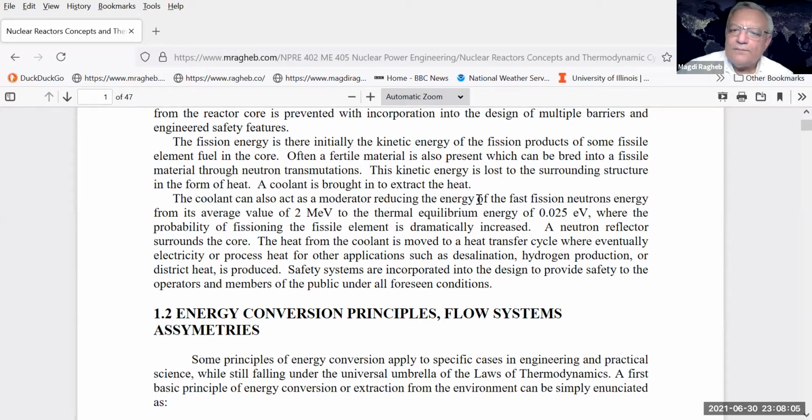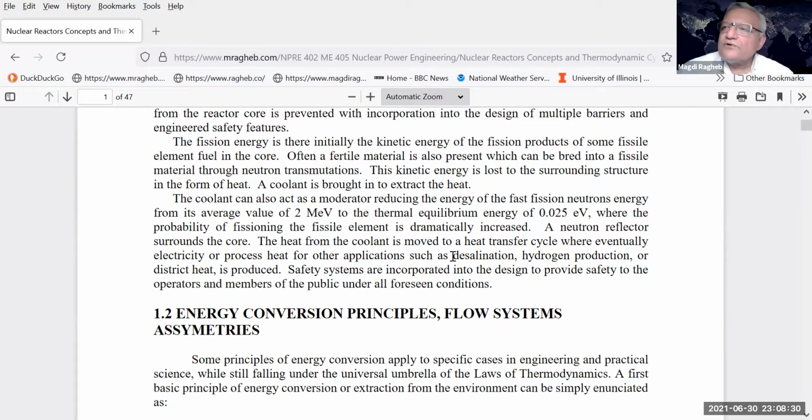You equip a nuclear power plant with a neutron reflector, which is a material that has a low Z, or low atomic number, to reflect some of the neutrons back into the core instead of having them leak out of the system. And the heat from the coolant is moved to a heat transfer cycle, where eventually it produces electricity or process heat for other applications, such as desalting seawater.